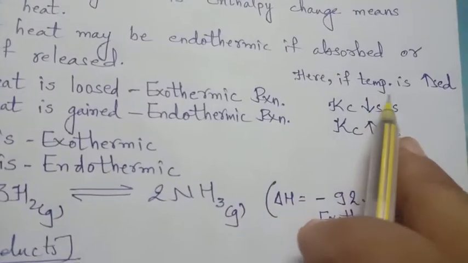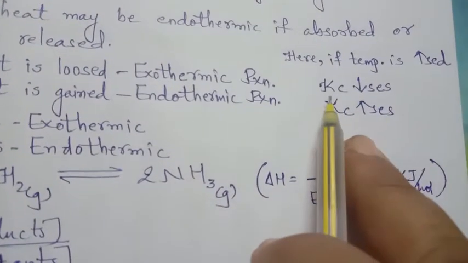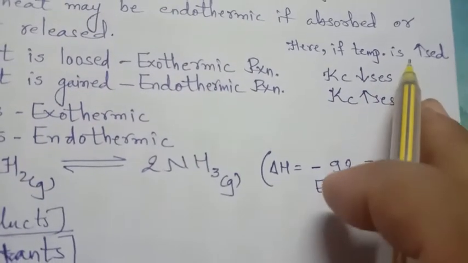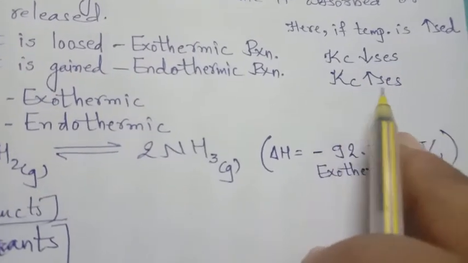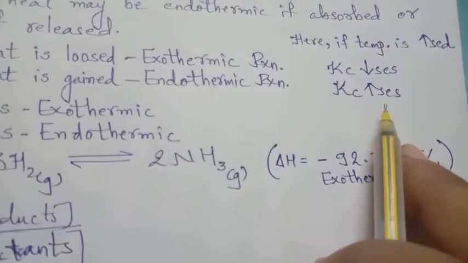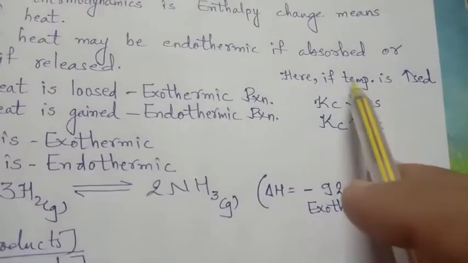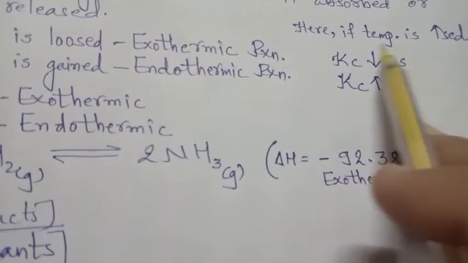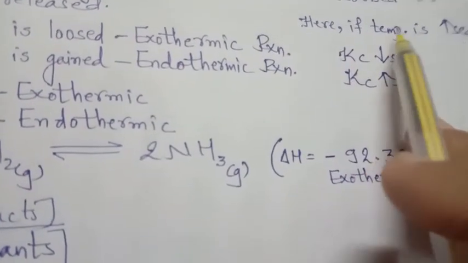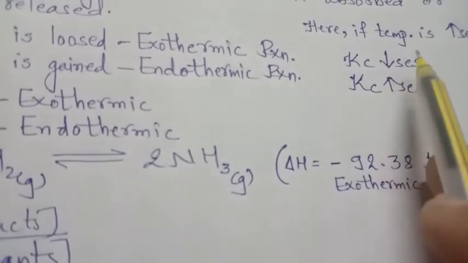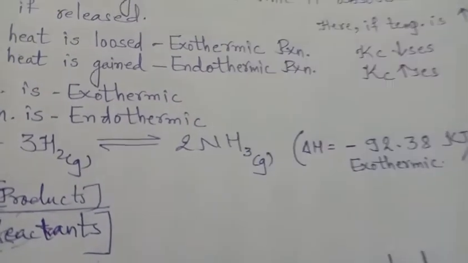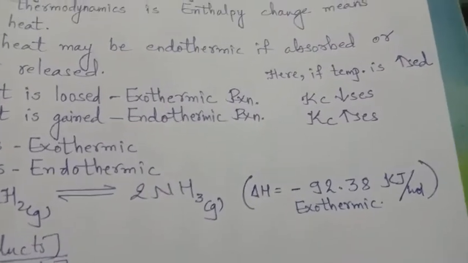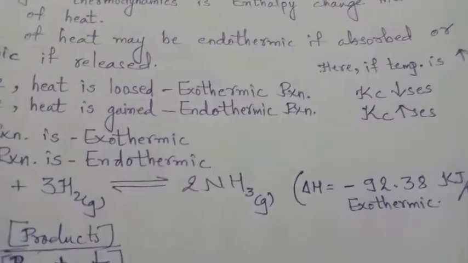Here, we have to see that with the change in the temperature, what is the change in this Kc? With increase of the temperature, it decreases for exothermic reactions, and with increase in the temperature, Kc will increase for endothermic reactions. Why this is, we have to see experimentally. So, first of all, we will see this with an example.